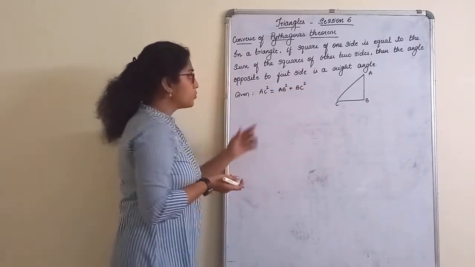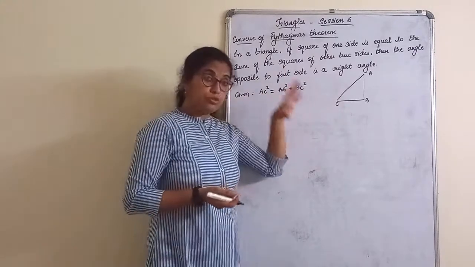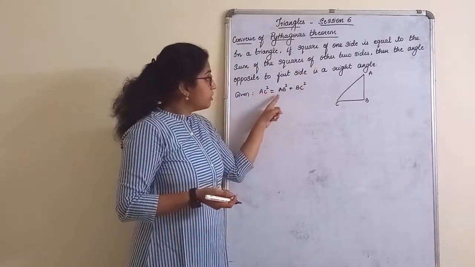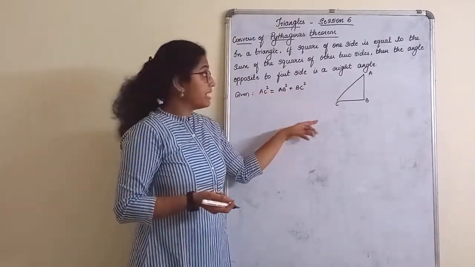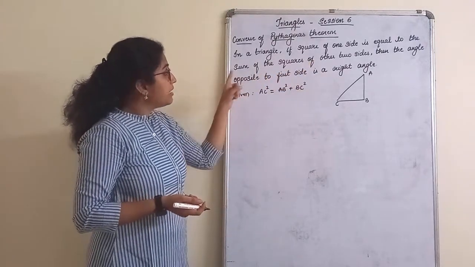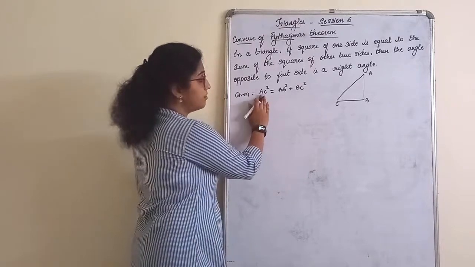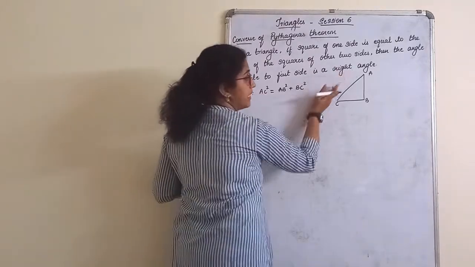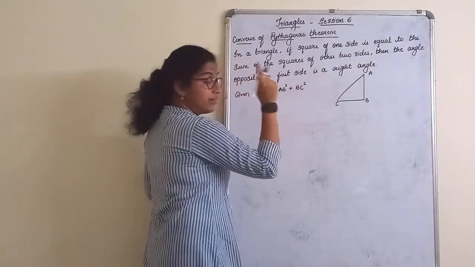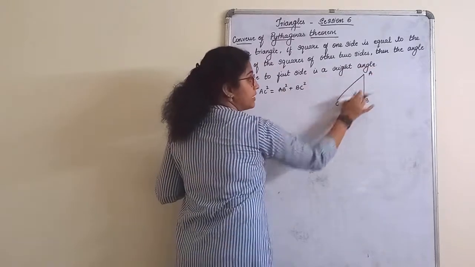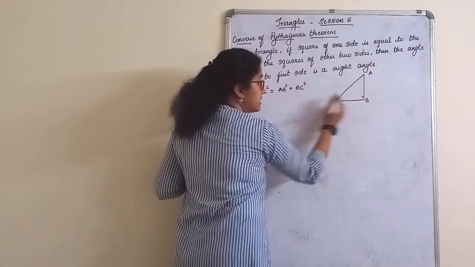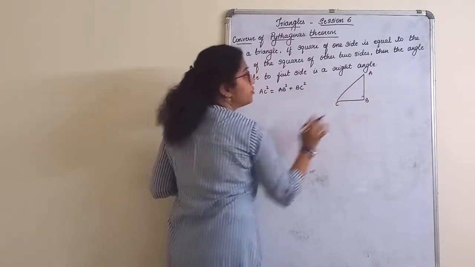Square on one side, and I have taken the hypotenuse only. If this is equal to the sum of the squares on the other two sides, then the angle opposite to the first side, square on one side equal to the sum of squares of the other two sides, is 90 degrees. That we have to prove.